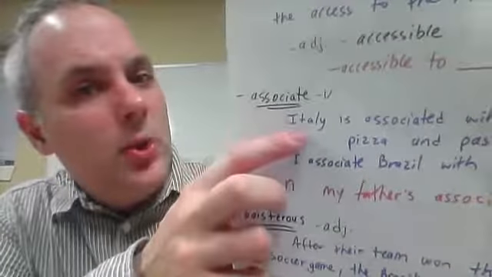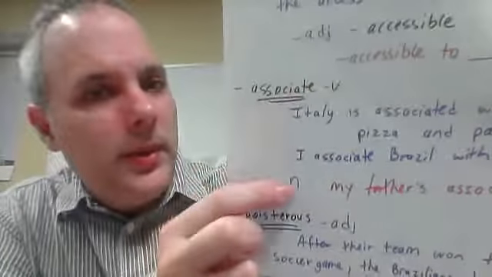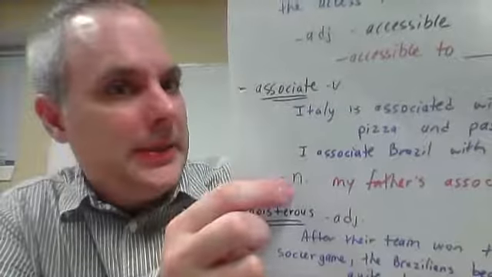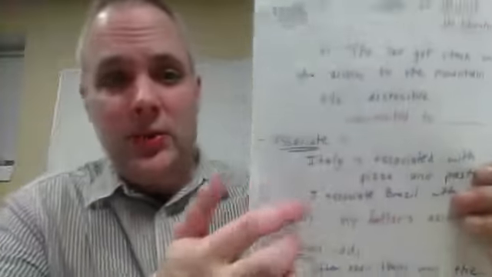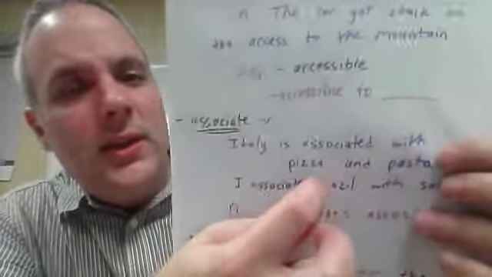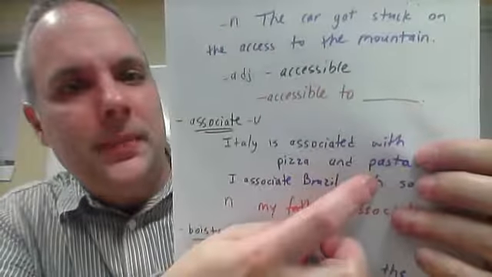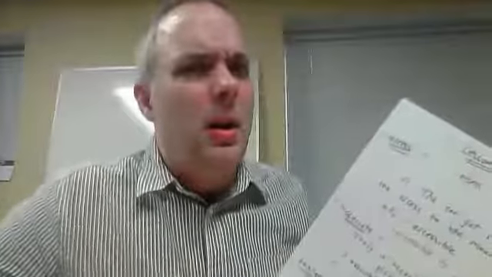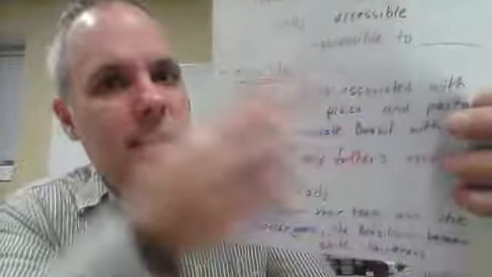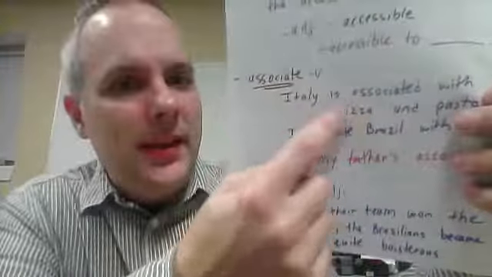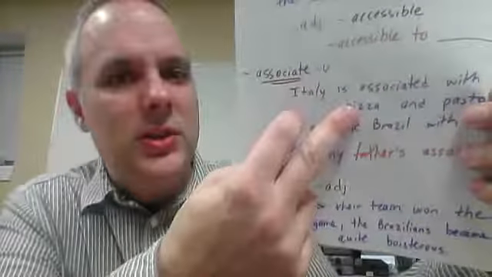This word here, associate. Associate is the verb, and the noun is associate, okay? Good. It means that there's a connection between people's minds and something else. So Italy is associated with pizza and pasta. When people say the word Italy, they think, oh, pizza, oh, pasta, like this, okay? So this tells you that there's a connection in people's minds between Italy and pizza. The connection is between these two.